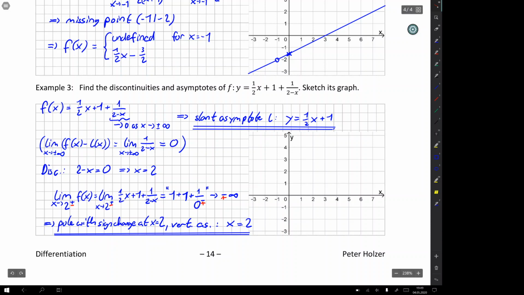And now we can sketch the graph. Sketching the two asymptotes first, we have the vertical asymptote at x equals 2. We have our slant asymptote y equals 1/2 x plus 1. And then we know when we approach the 2 from the positive side, the function value goes off to minus infinity, so it goes down. And when we approach it from the negative side, so 2 minus, it goes off to plus infinity. So probably the graph looks something like this. And that's it.